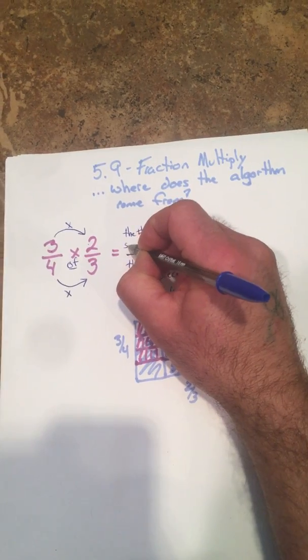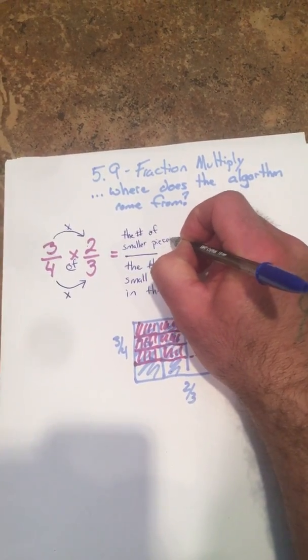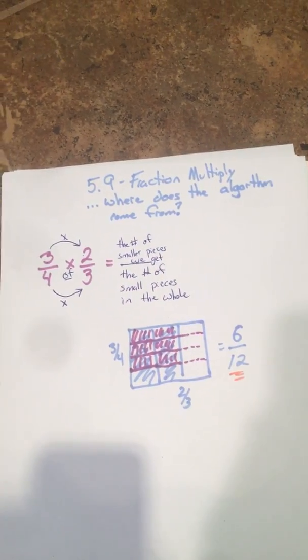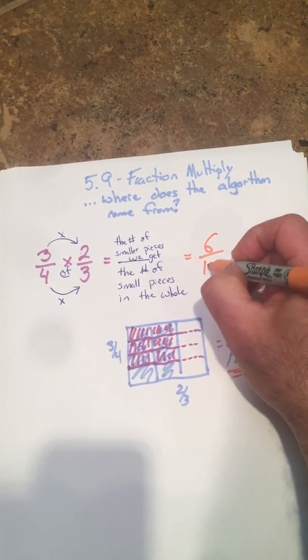So this is the number of smaller pieces we get, and this equals 6/12.